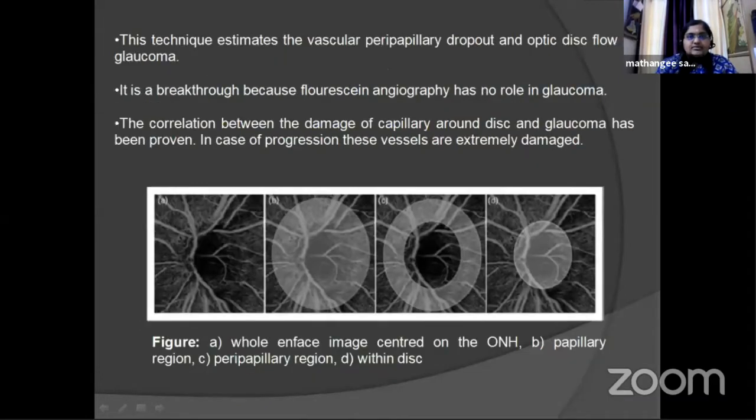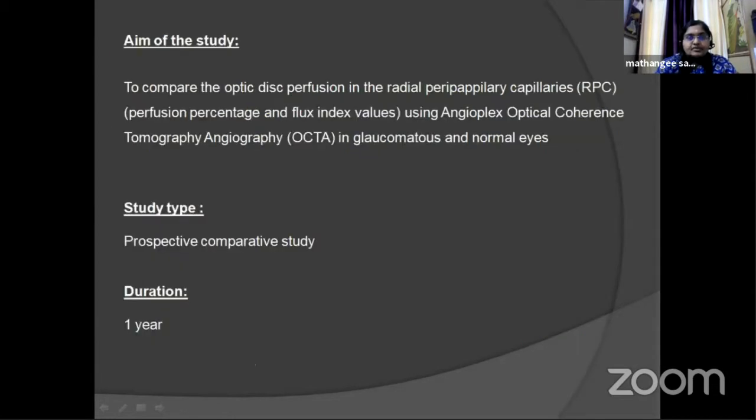This technique estimates vascular peripapillary dropout and optic disc flow in glaucoma. It's a breakthrough because fluorescein angiography has no role in glaucoma. The correlation between damage of capillary around the disc and glaucoma has been proven. In case of progression, these vessels are extremely damaged. The figure shows the different areas that can be scanned. The first one is a whole en face image. The second is the papillary region, peripapillary, and the disc area.